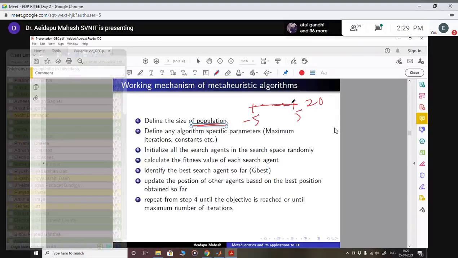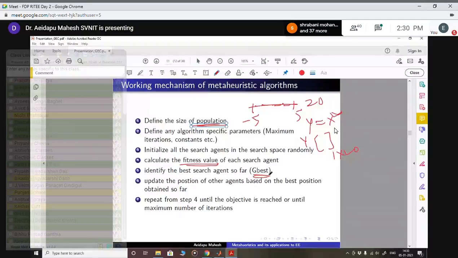For these 20 samples, I'm going to find out the fitness value. Fitness value indicates your objective function value, y is equal to x square. Substitute these 20 values in this x. Then you will get 20 y values. So you will get a matrix of y, 1 by 20.